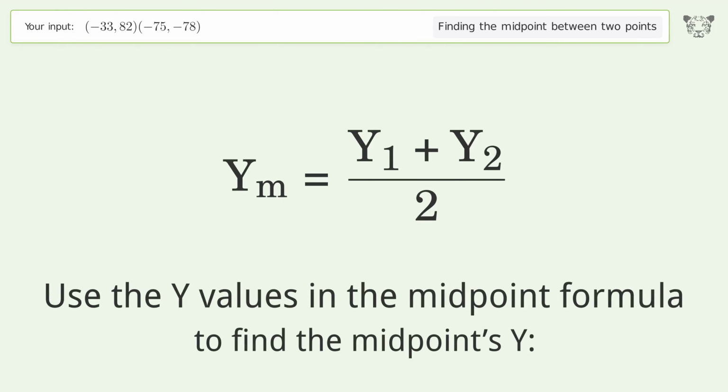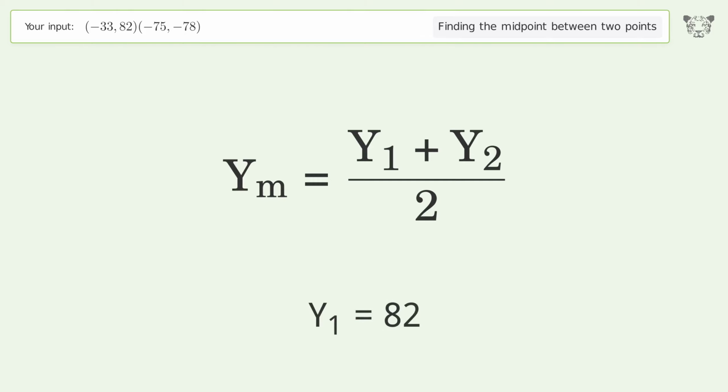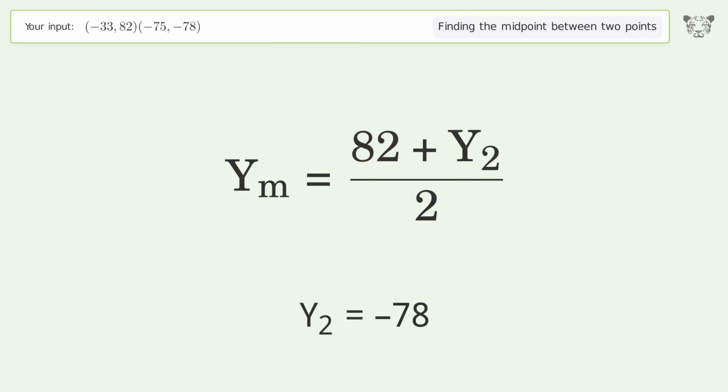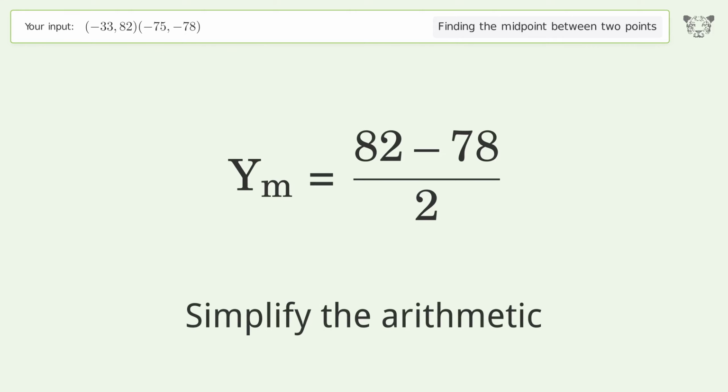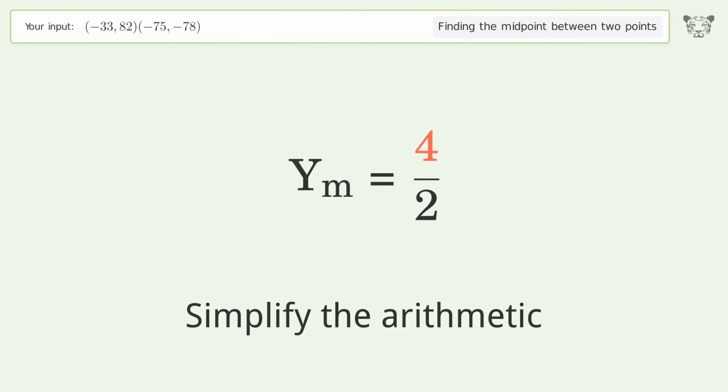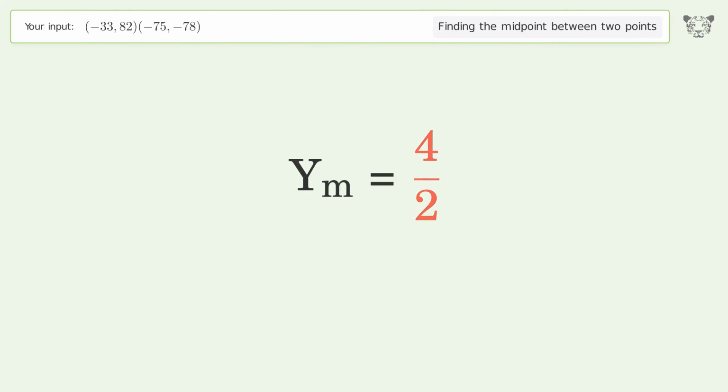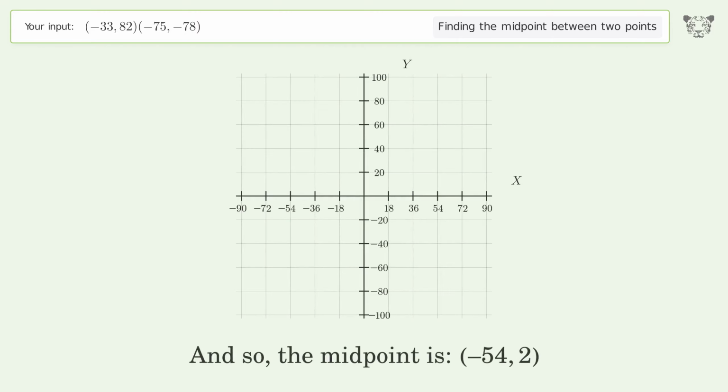Use the y values in the midpoint formula to find the midpoint's y. y1 equals 82. y2 equals -78. Simplify the arithmetic. And so, the midpoint is -54,2.